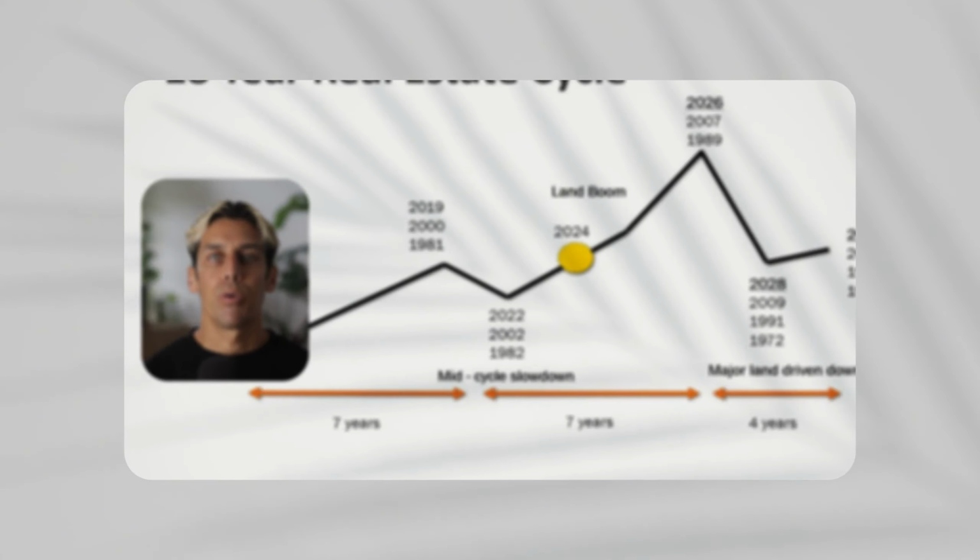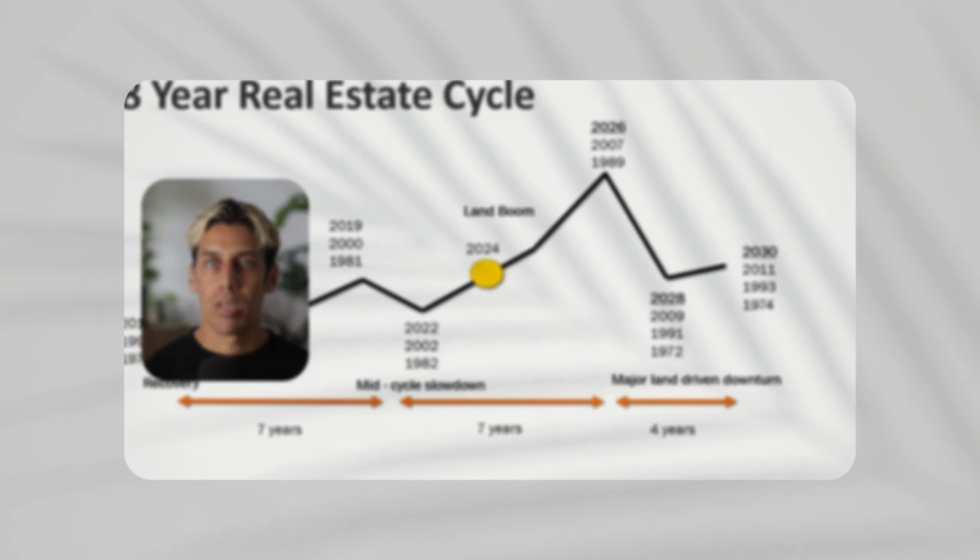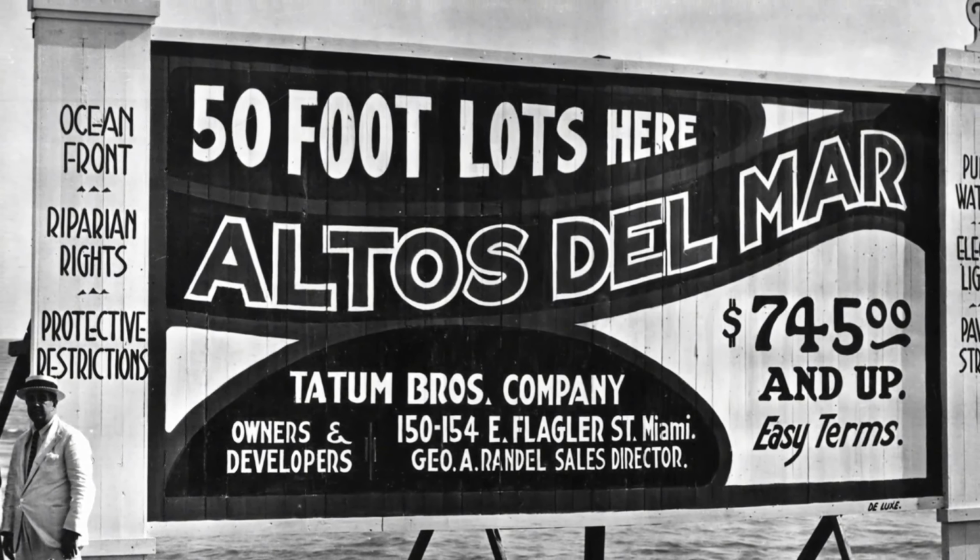In this video, I will explain the 18.6-year land cycle and its phases, provide historical evidence of the cycle in Australia and the US, explore the economic and behavioural reasons for the cycle's recurrence, and consider critiques and limitations of the 18.6-year land cycle theory.